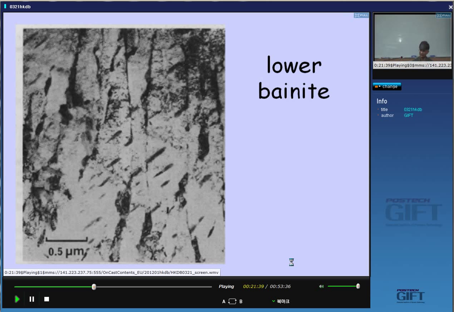In lower bainite, you also get cementite precipitation inside the plates. And the scale of the carbides is smaller. And that's why lower bainite tends to be tougher than upper bainite, even though it is stronger. Normally, when you increase the strength, the toughness decreases, right? Do you understand why? Why do you expect, in general, the toughness to decrease if the strength increases?